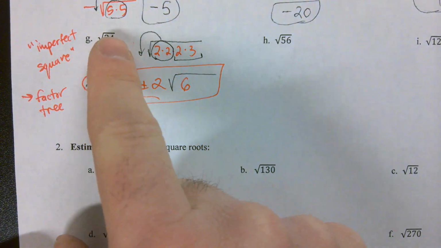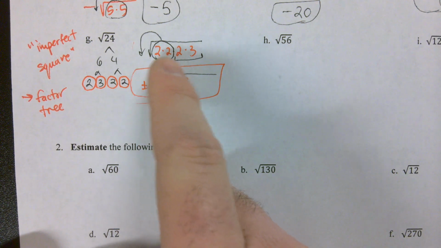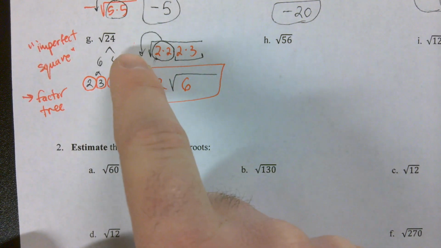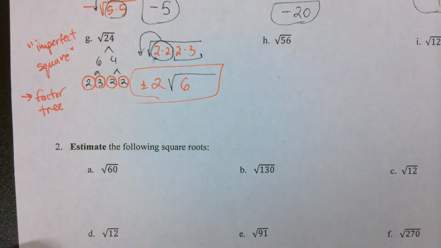Same process every time. Factor tree. Circle up your prime factors. If you find a pair, circle them and bring them out. Whatever gets left behind gets smushed back together and multiplied.